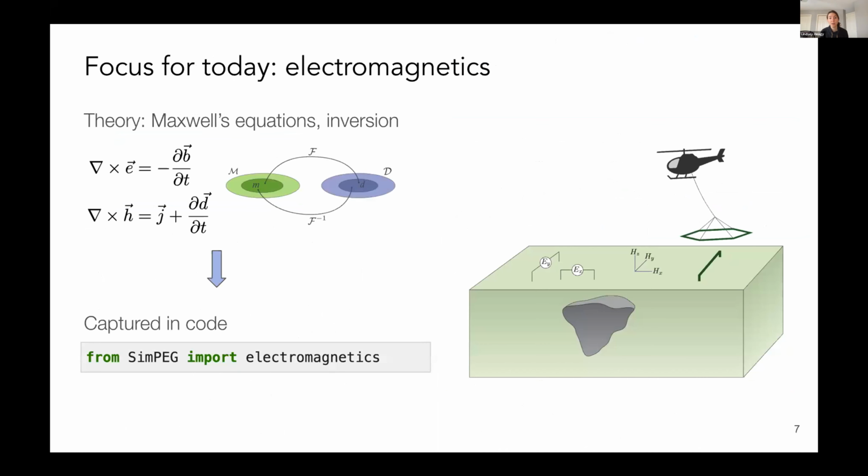But for this community, what I would like to focus on today is Maxwell's equations. So we're going to look at the full EM problem. And really the goal of the talk today is to walk through how we start from the theory, Maxwell's equations, the fundamentals of inversions, and how we capture that in code. The code base we'll be looking at is SimPEG. It's an open source software package, written in Python, freely available, and we welcome contributions. I'll talk a little bit more about how to get involved later on. But these are the basic problems that we'll be looking at.